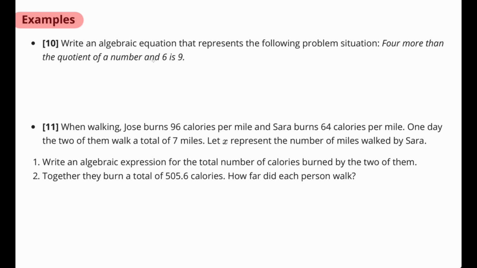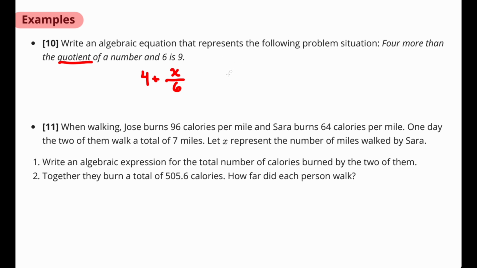So it says 4 more than the quotient of a number and 6. So it's 4 more than whatever the quotient of a number is. This number, I'm just going to say it's x, and 6. So the quotient means divide. Whenever you see quotient, it means divide. So here's the 4 more. The quotient of a number, the number in this case is x, and 6. Quotient means divide, so it's x divided by 6.